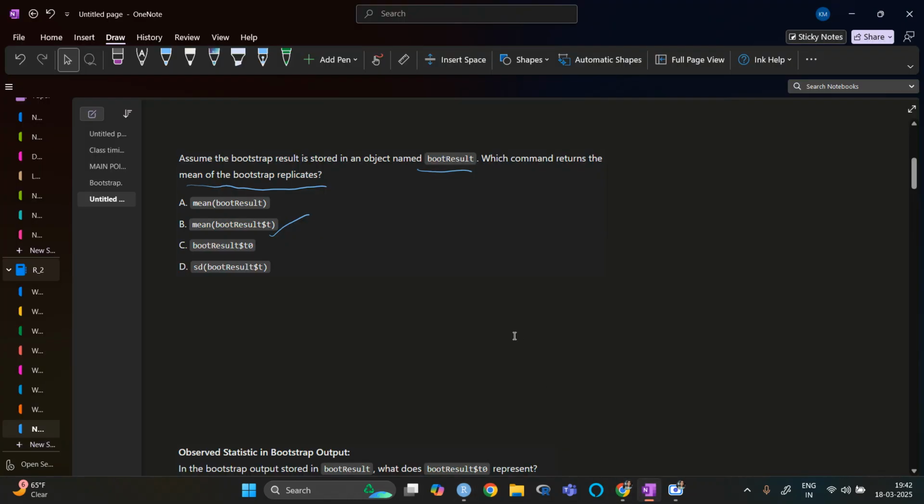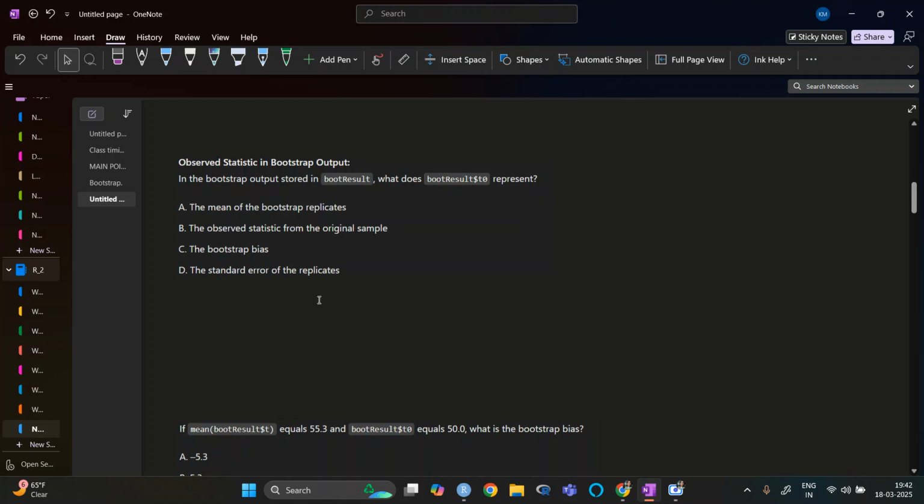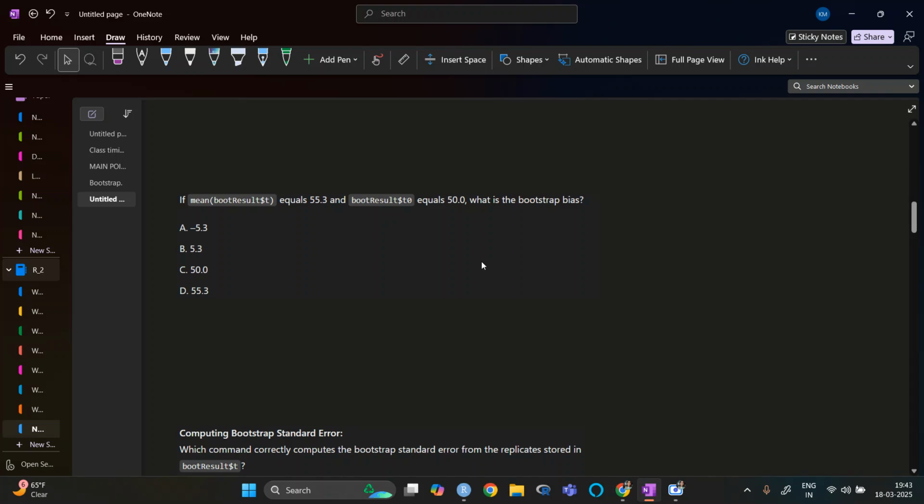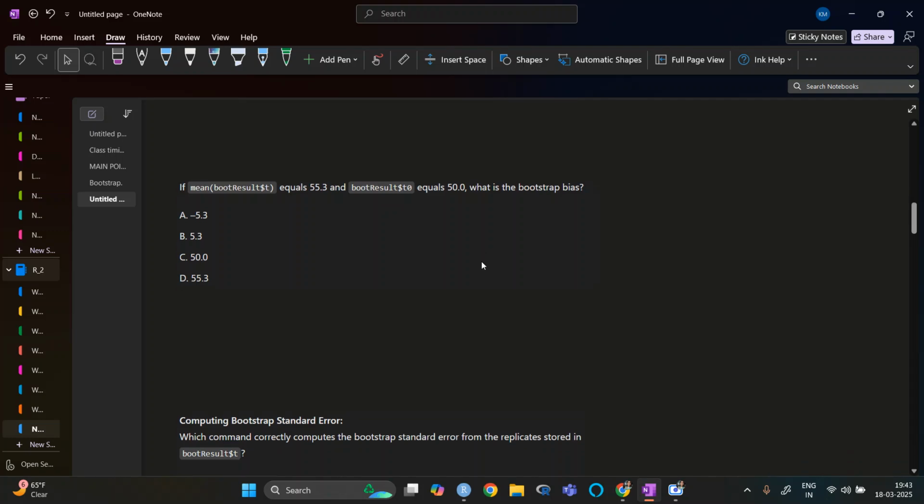The next one is the observed statistic in the bootstrap output. What does boot result dollar T naught give? T naught is the mean of boot, original sample. No. Yes, this one is the original statistic, the observed statistic from the original sample. This one.